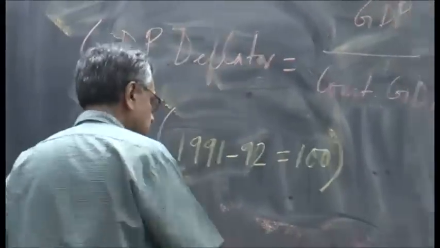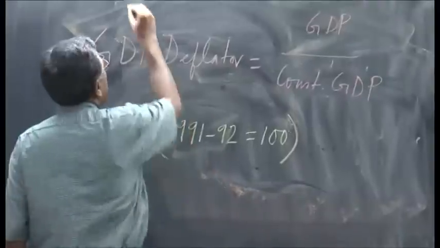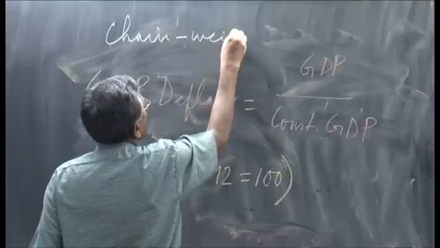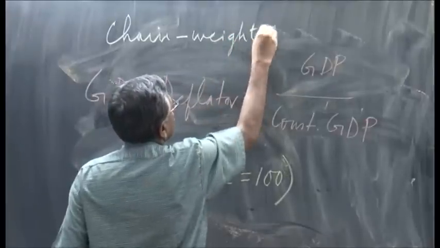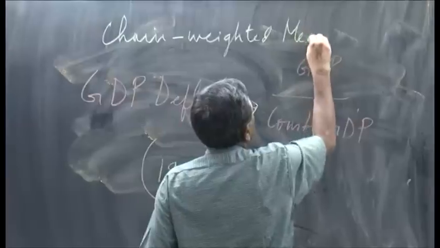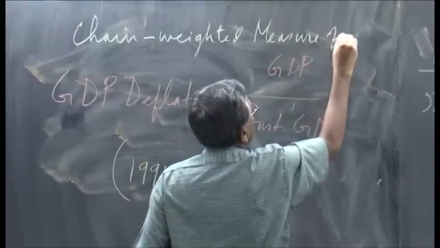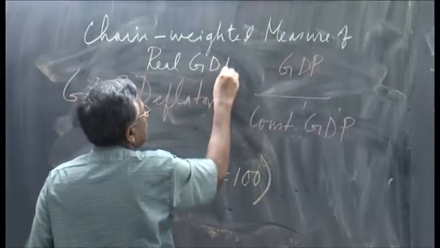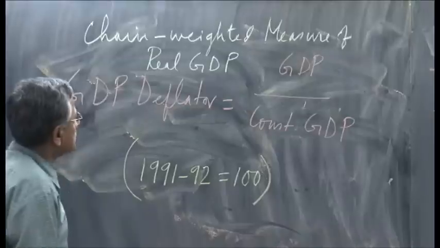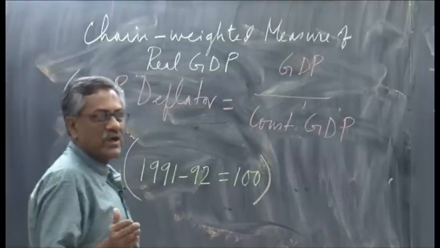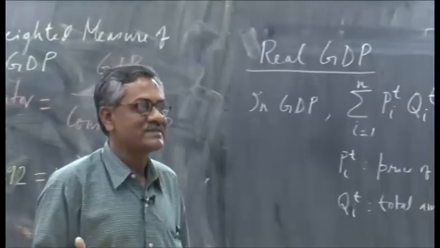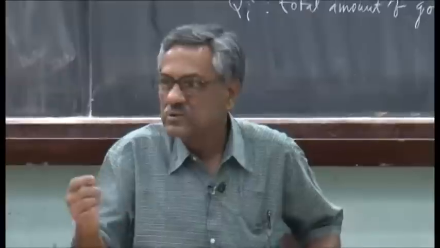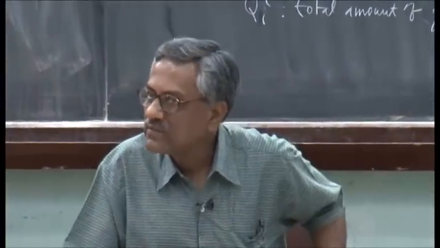In US they are using a method called chain weighted measure of real GDP. This is what they're using. What they do, for every 2 successive years, they're taking an average of prices. So they're trying to average out the fluctuation in prices, moderate it, and use that number, and get the real value. Alright?